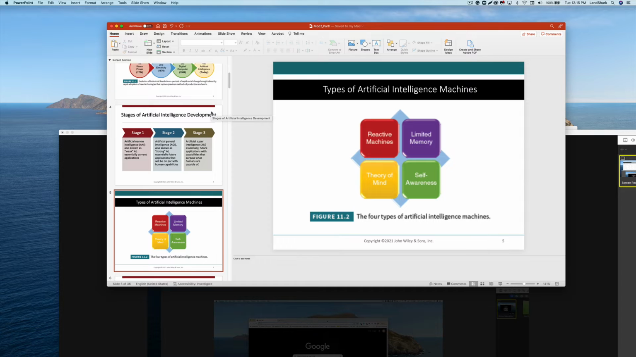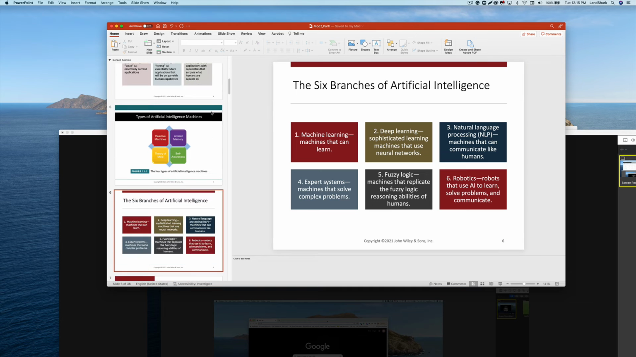But types of AI machines: there's reactive machines, there's limited memory, there's theory of mind, and there's self-awareness. Six different branches: machine learning, deep learning, natural language, all these different branches play a different role. Machine learning is understanding the functionality, how machines work. I think we've got that, but being able to compile that and push that into AI is important. And then each one just kind of advances in theory, basically.